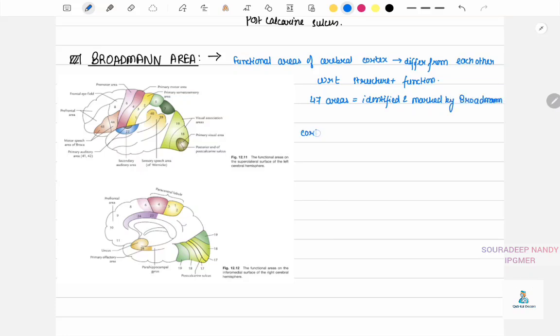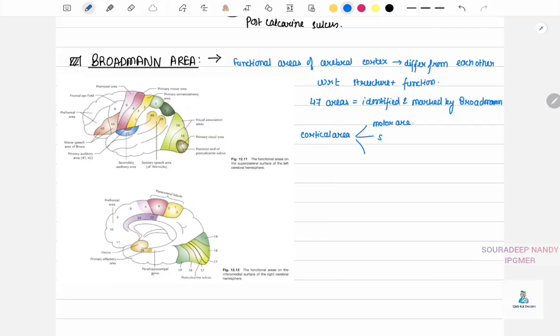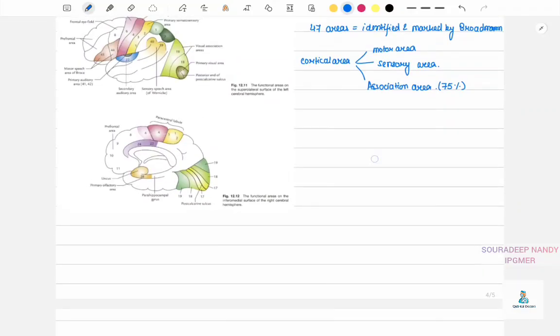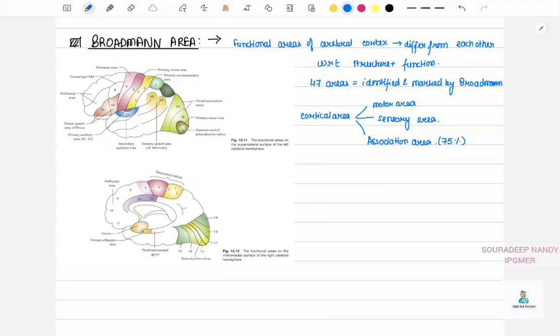Now, these cortical areas can be broadly divided into three categories. One is the motor area, one is the sensory area, and another is the association area. This association area covers about 75% of the total surface of the cerebral cortex. So now let us discuss the various types of areas and their positions in the brain. First, the motor area. Here is area number 4, the primary motor area, which is present in the precentral gyrus. Anterior to that, there is area 6, which is the premotor area.